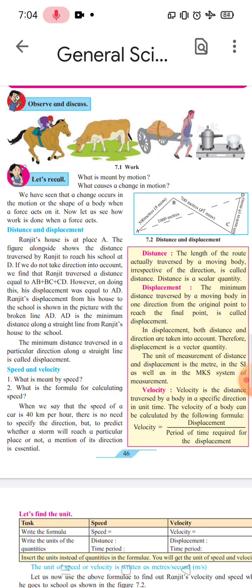So he started the journey from A and directly reached D. The total displacement is 1000 meters and the time he has taken is 25 seconds. Both distance and displacement are measured in meters in the SI means international system as well as in the MKS system.